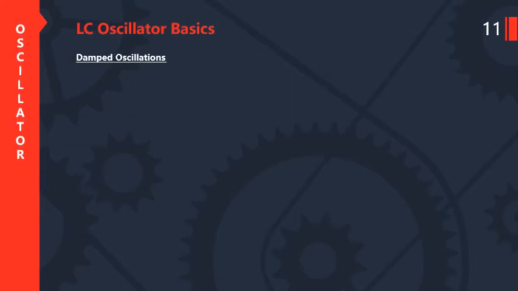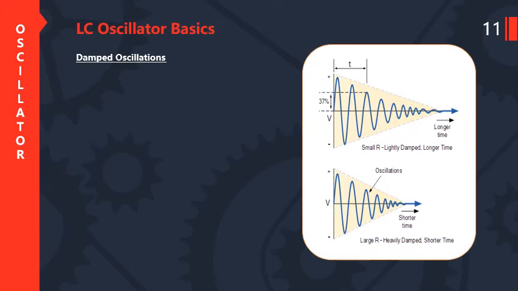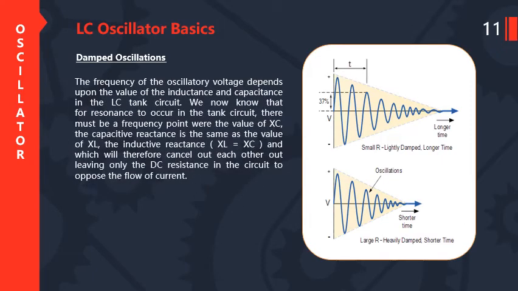Now next is the damped oscillation. So this is the diagram of damped oscillation. First one is small r, lightly damped, longer time, and second, large r, heavily damped, shorter time. The frequency of the oscillatory voltage depends upon the value of the inductor and capacitor in the LC tank circuit.